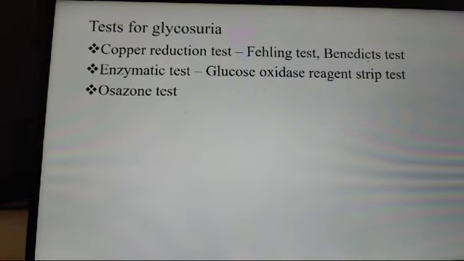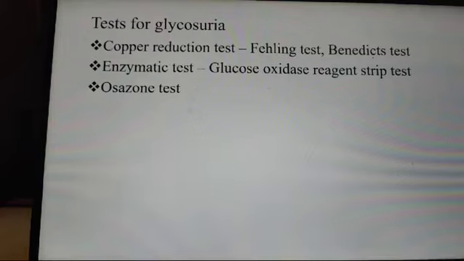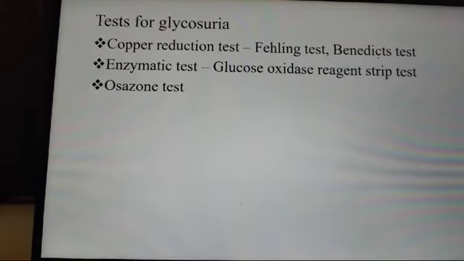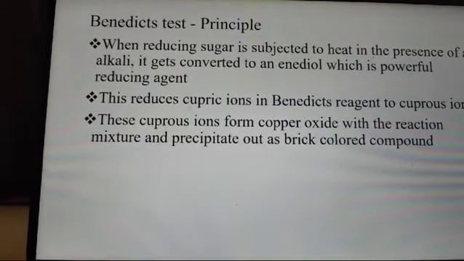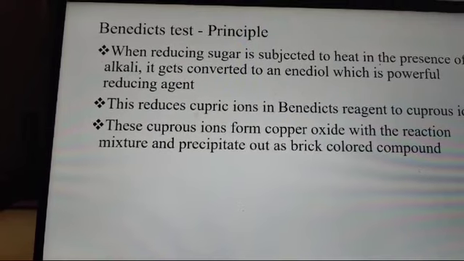The tests for glycosuria: the copper reduction tests, Fehling's test and Benedict's test, enzymatic test, glucose oxidase reagent strip method and ozone test. So we mainly focus on Benedict's test because it is the most frequently asked experiment.